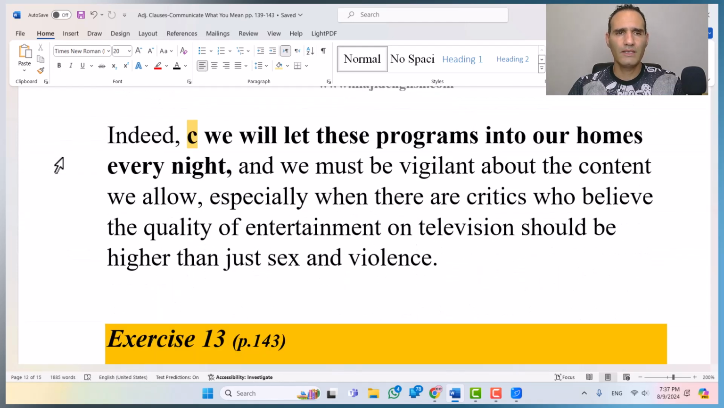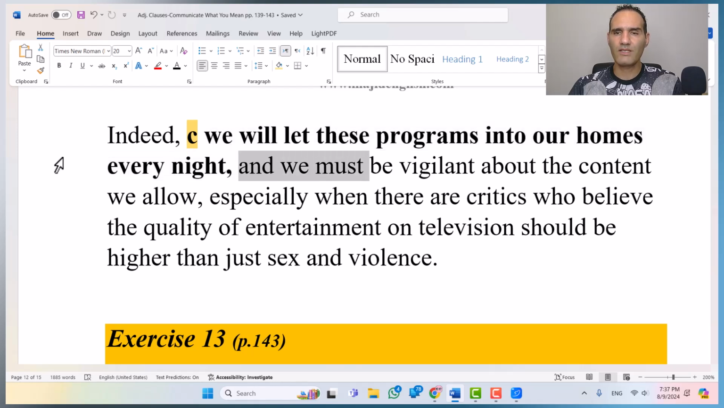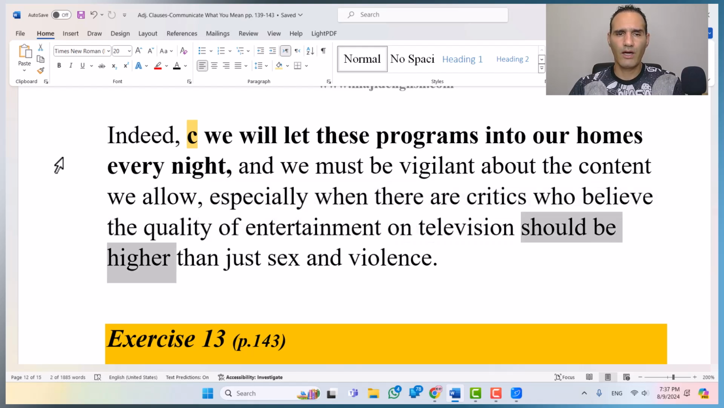Final paragraph, indeed, with the stress on the second syllable, we will let these programs into our homes every night, and we must be vigilant, careful, about the content we allow, especially when there are critics who believe the quality of entertainment on television should be higher than just sex and violence.